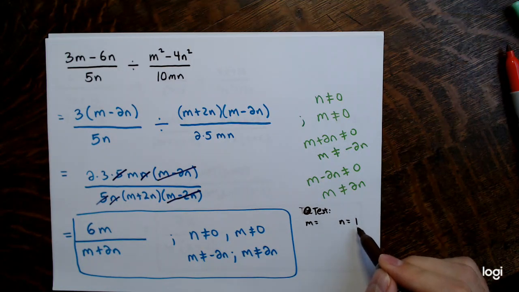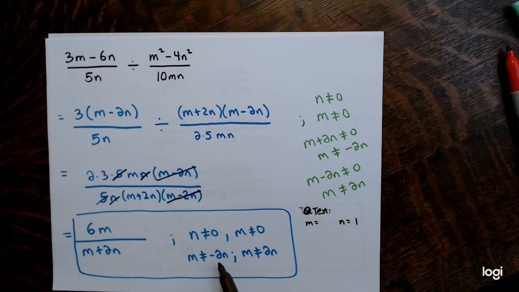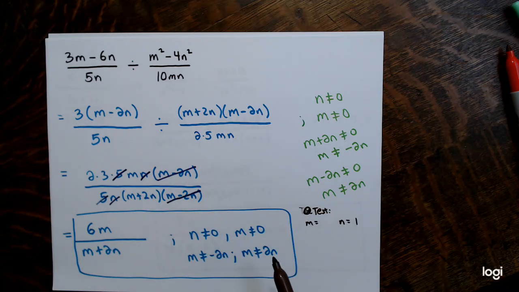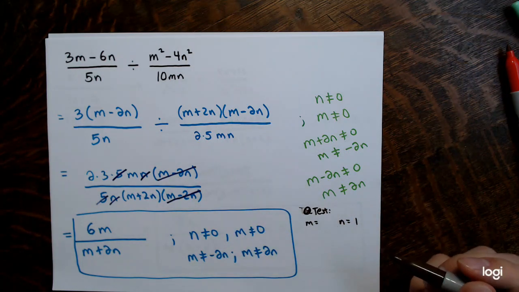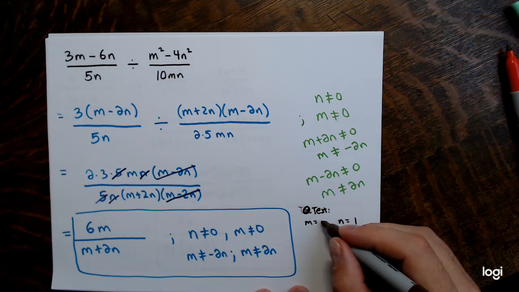Now if I choose 1 for n, remember what these restrictions are saying: m can't be negative 2, and I'll be dividing by 0 here. And if I choose 1 for n, m can't be positive 2 either, because I'll be dividing by 0 here. I'll have 0 in the denominator somewhere in this problem. So I can't use negative 2 or 2. I'll just use 1 again.